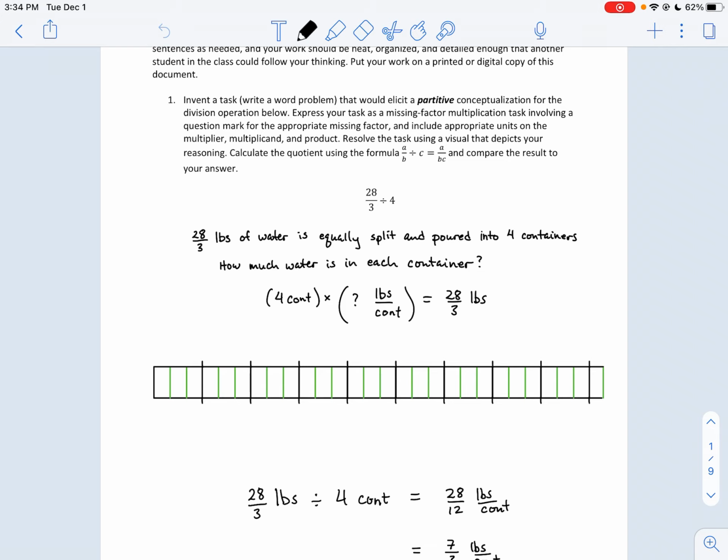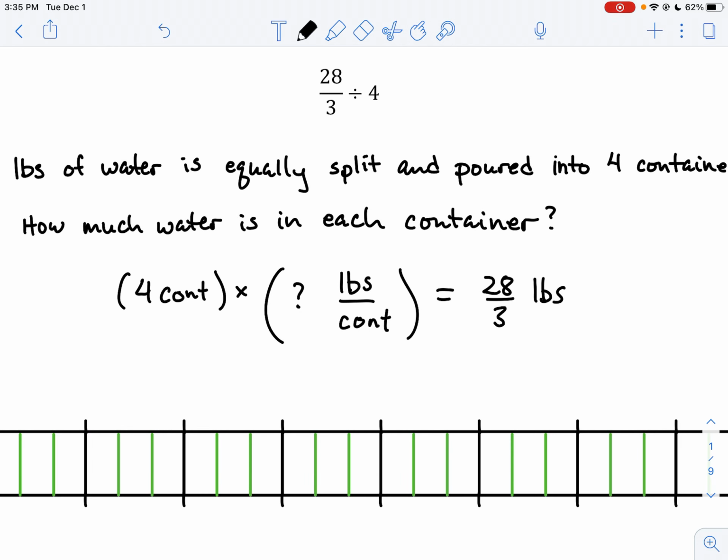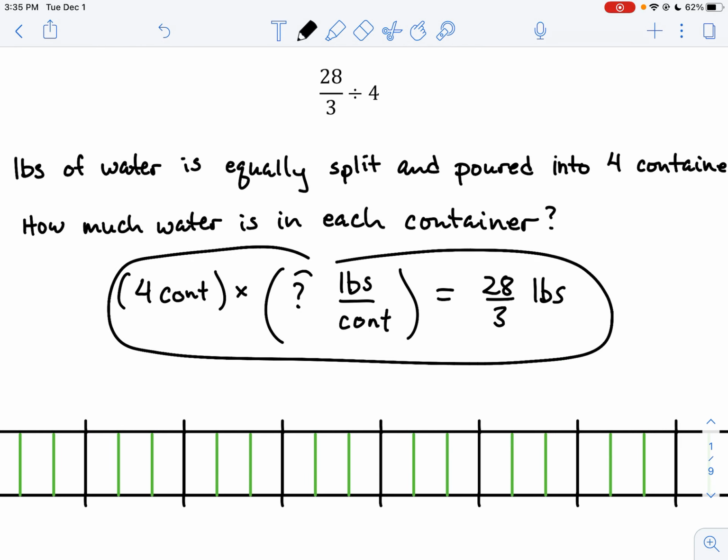Invent a task, write a word problem that would elicit a partitive conceptualization for the division operation below. Okay, so let's do that first. When you're given just these two numbers, if this is partitive division, then the divisor will be a multiplier. The dividend is a product, and so we are looking for the missing multiplicand. Missing multiplicand goes with partitive division.